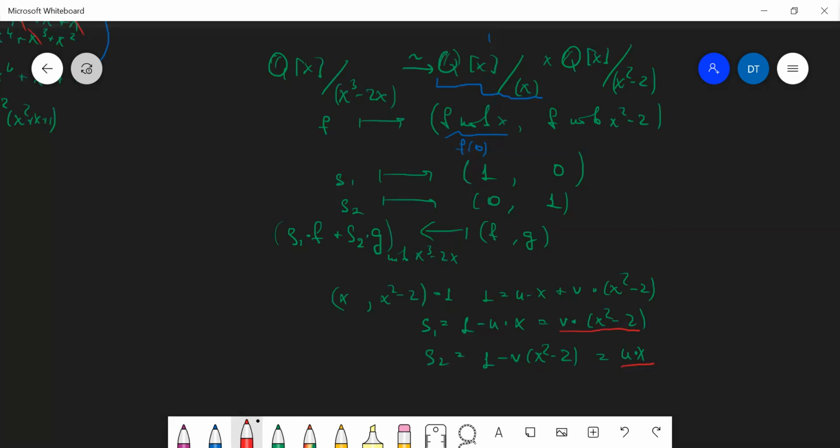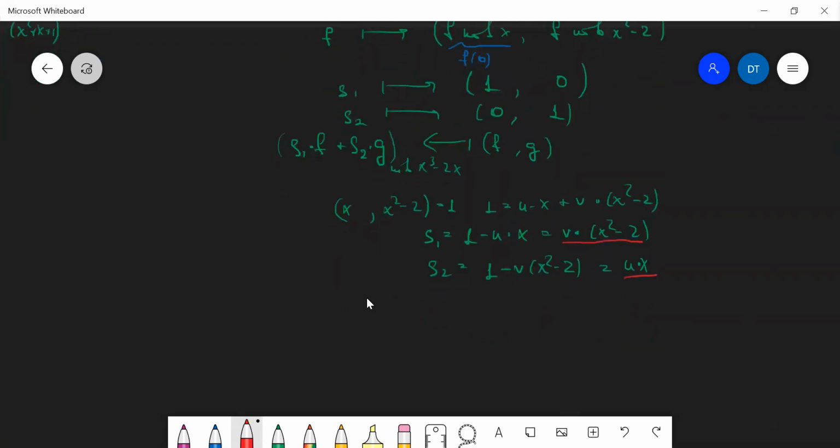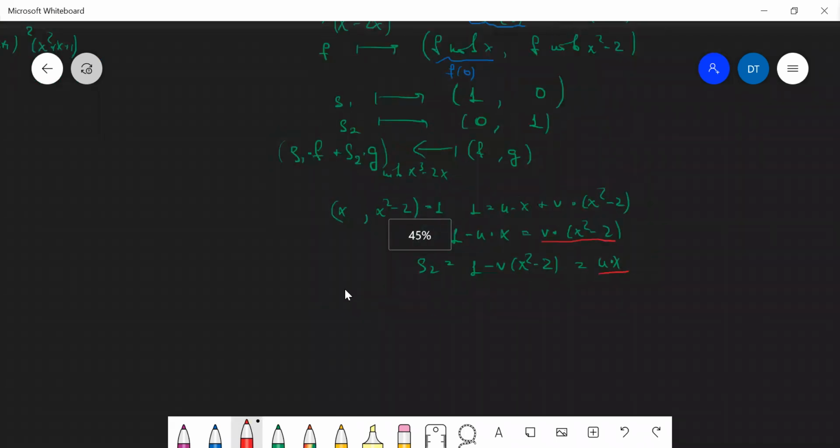I think I didn't get it. How to find U and V? Okay. This is a GCD, so this is the problem we discussed at the beginning of the seminar. So you divide one by another one. Well, okay, let me do it like this.